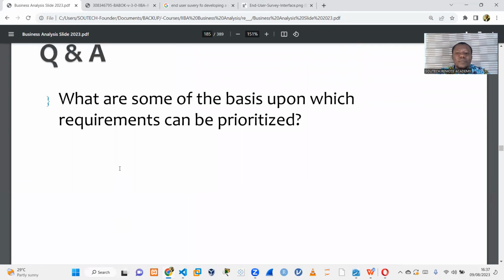So what are some of the bases upon which requirements can be prioritized? You can prioritize based on fonts. You can prioritize based on needs. You can prioritize based on urgency of that particular requirement. You can prioritize based on maybe regulation. You might say, okay, I want to start this, then when we get the license, we can now do the next item.